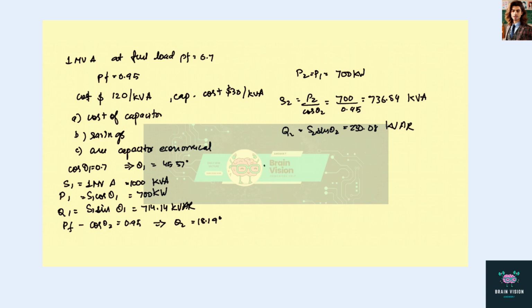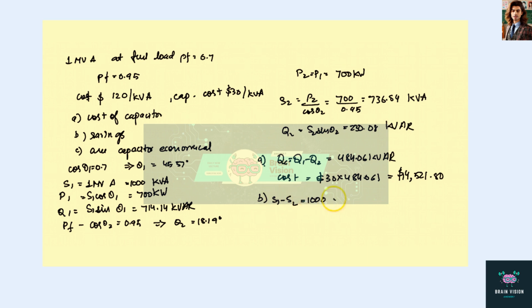Now for the reactive power across the capacitor, QC equals Q1 minus Q2, which equals 484.06 kVAR, and the cost of installing the capacitors is $30 multiplied by 484.06, which equals $14,521.80. Now for the substation capacity released, S1 minus S2 equals 1000 minus 736.84 equals 263.16 kVA.